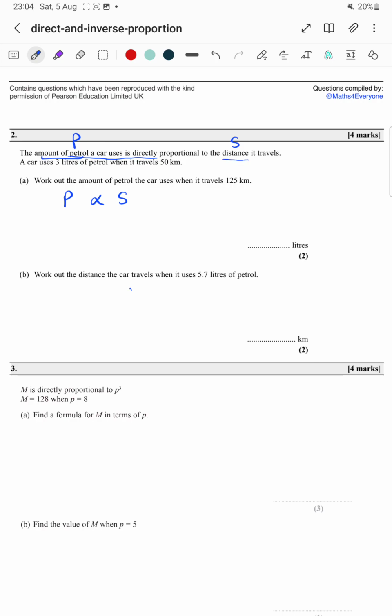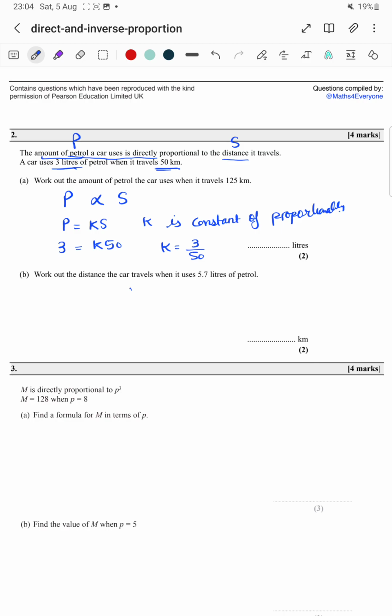And it is directly proportional to the distance, no square, no cube, so just P is proportional to S. And then I will write P is equal to KS, where K is the constant of proportionality. And the second thing, some information is given in order to find out this K. They say a car uses 3 liters of petrol when it travels 50 kilometers. So how much petrol? 3 liters when it travels 50 kilometers. So K is equal to 3 over 50.